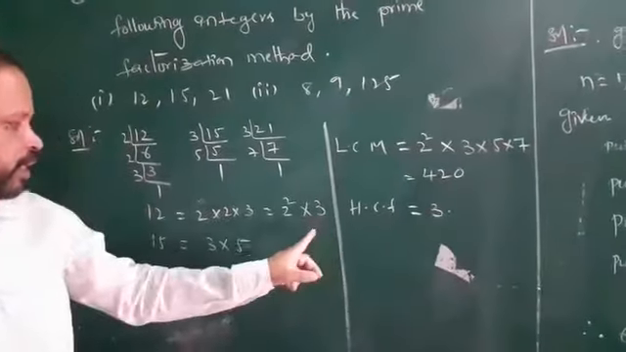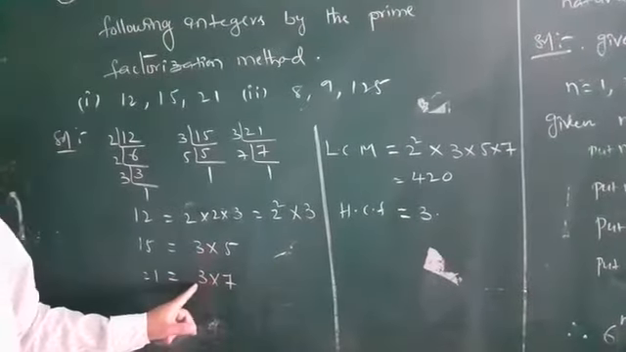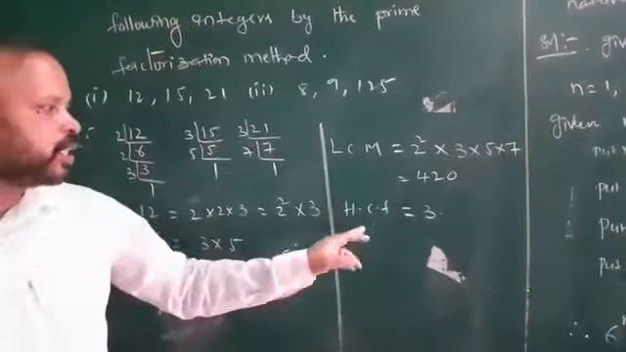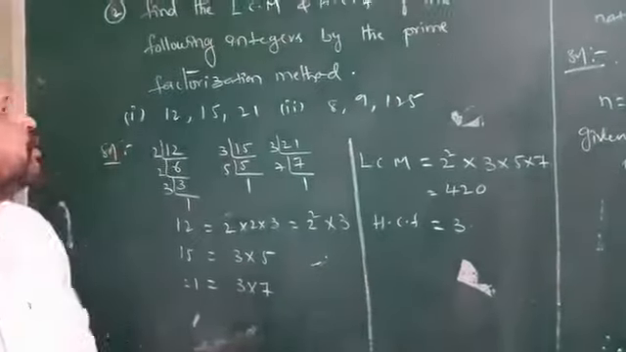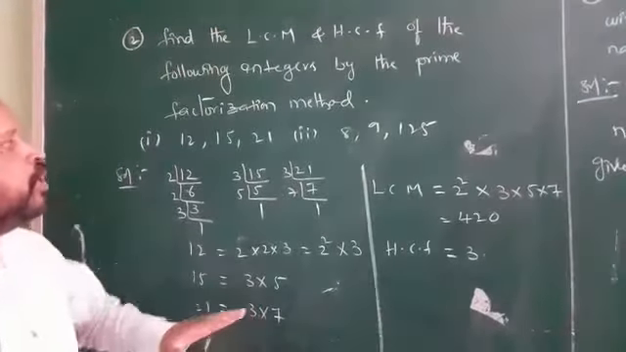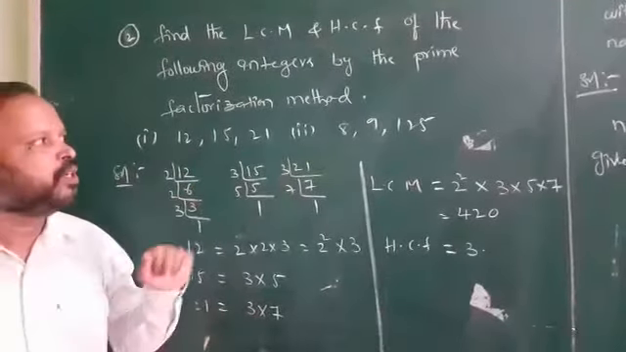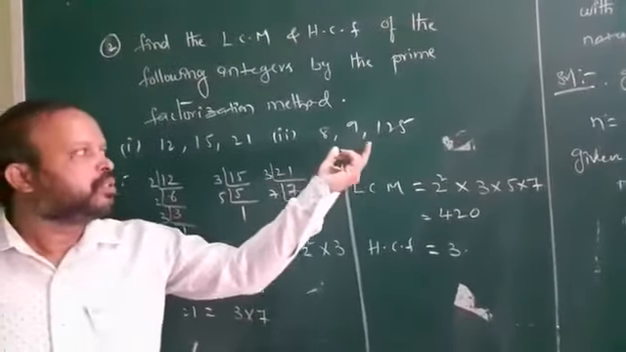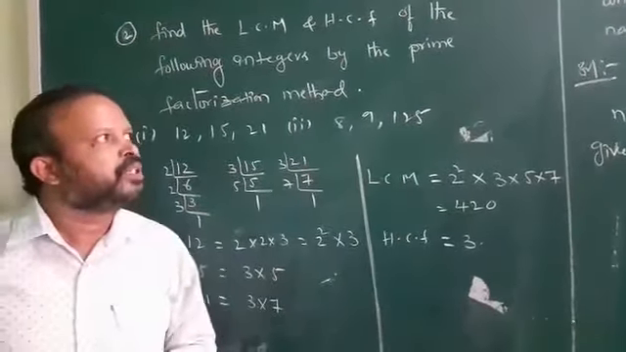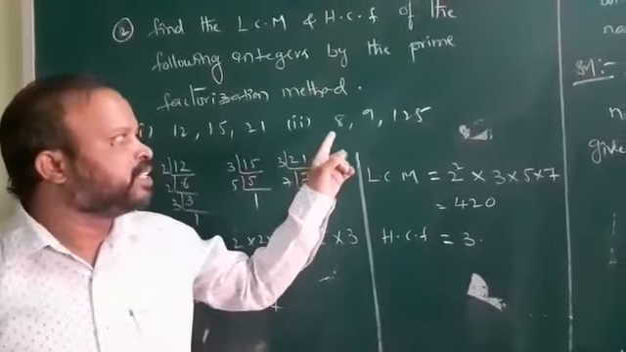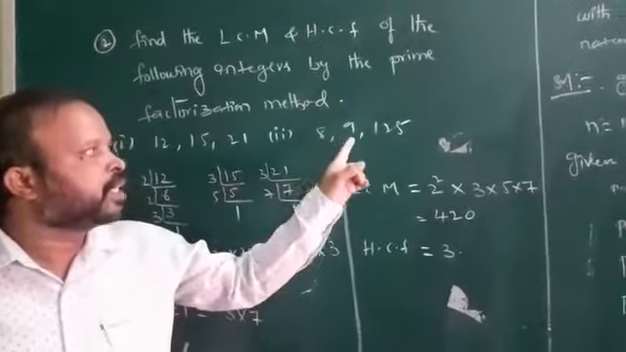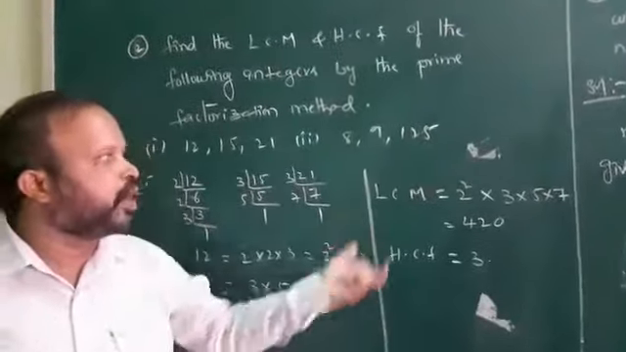HCF is equal to the common factor. Here 3, here 3, here 3. That's why the common factor is 3. So the highest common factor is equal to 3. This is the LCM and HCF of the given 3 integers. Next, you have to do the second problem at home. Find the LCM and HCF of 8, 9 and 125. Same like this you have to do.